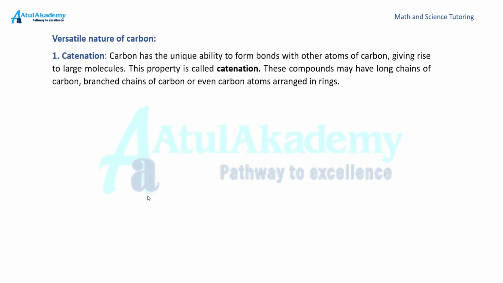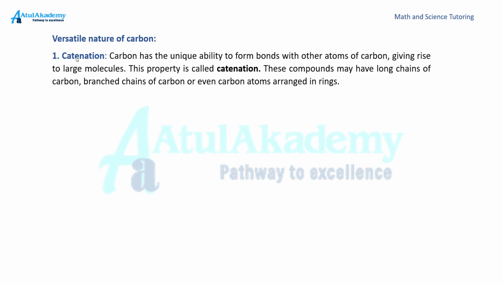Now let us talk about this versatile nature of carbon. Carbon has some special properties. Just now I explained how it makes covalent bonds. Now let us talk about the different properties of carbon with the help of which it makes millions of compounds.